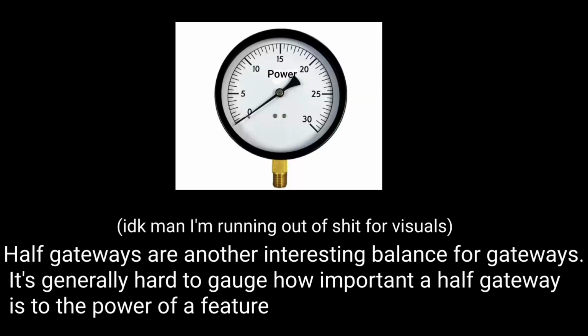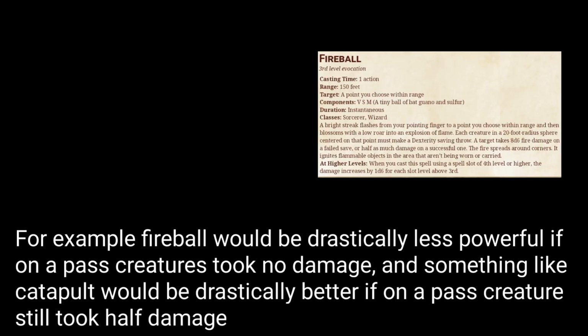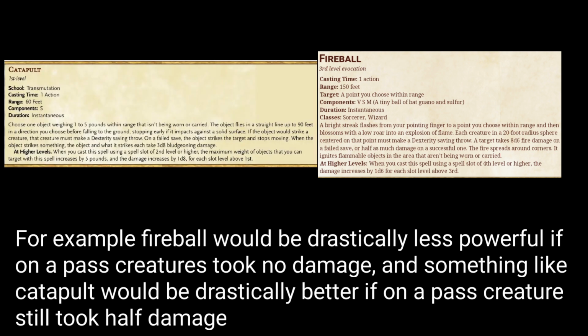Half gateways are another interesting balance for gateways. It's generally hard to gauge how important a half gateway is to the power of a feature, as a half gateway's power is always the worst case scenario, although it is definitely something to keep note of when balancing. For example, Fireball would be drastically less powerful if on a pass creatures took no damage, and something like Catapult would be drastically better if on a pass a creature still took half damage.